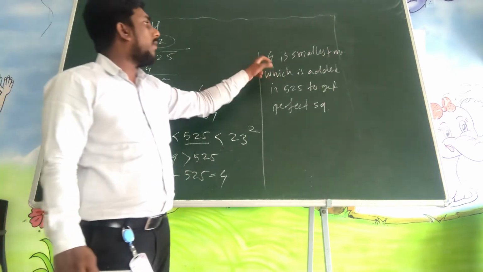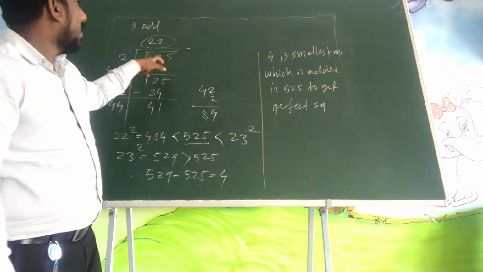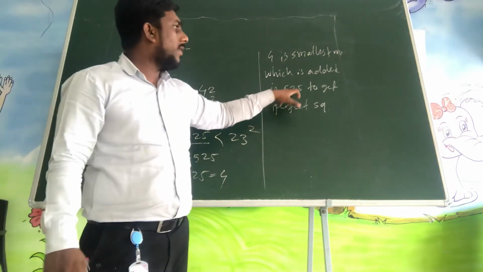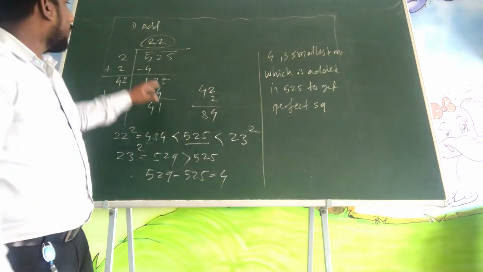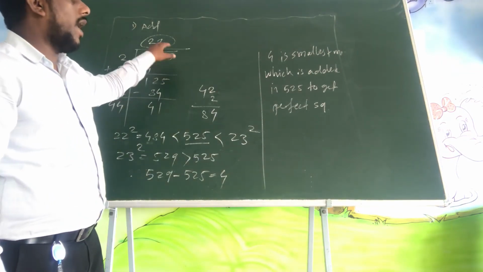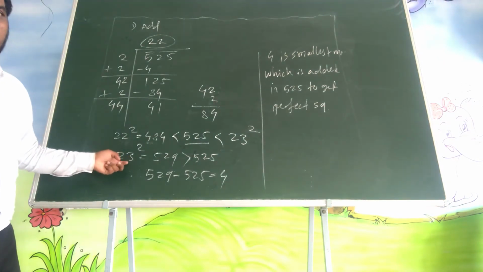So we can say that 4 is the smallest number which is added to the given number 525 to get a perfect square. So 525 is there, we have to add 4. Then we can get the square number here.